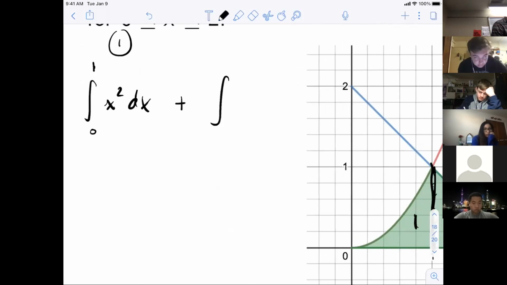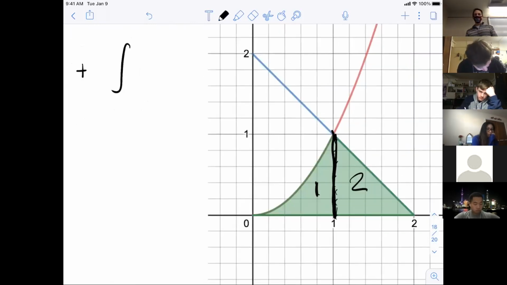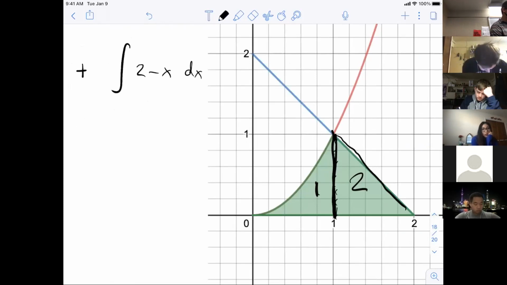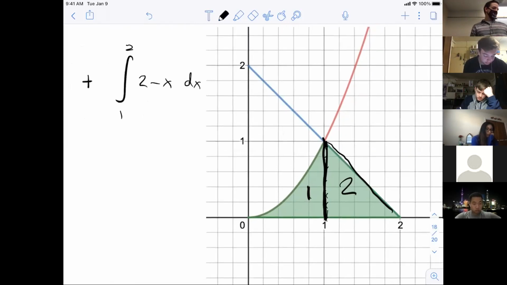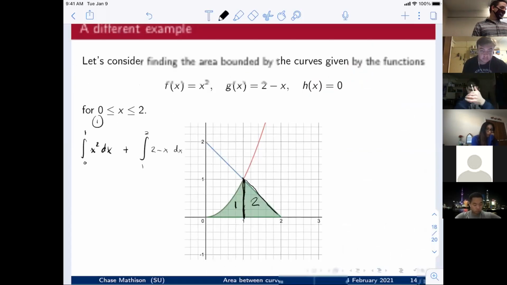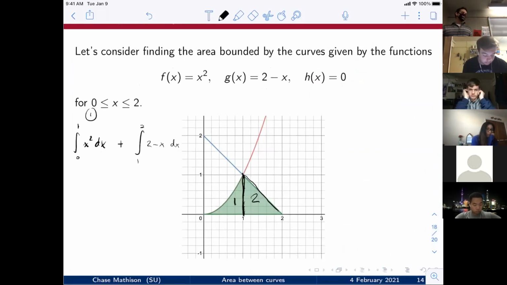plus the area of region 2. Well, it's the same thing. I'm finding an area, so I'm going to do an integral of this. Now it's under this curve, right? Which is 2 minus x. And the bounds are going to be 1 to 2. So for this problem here, it seems like you have to break it up.